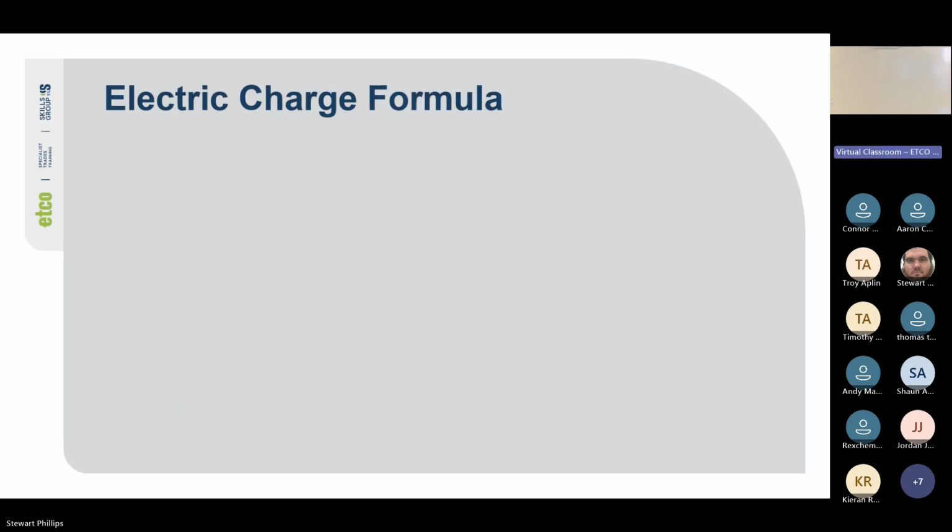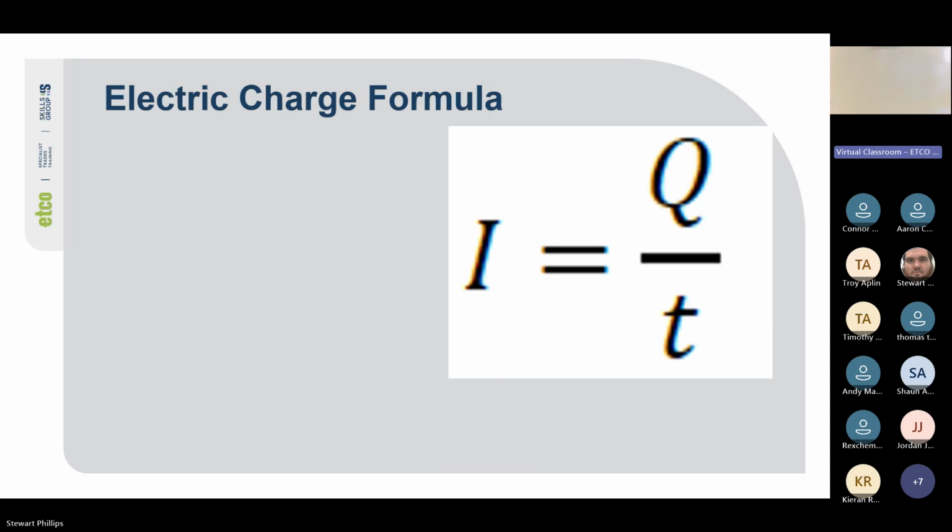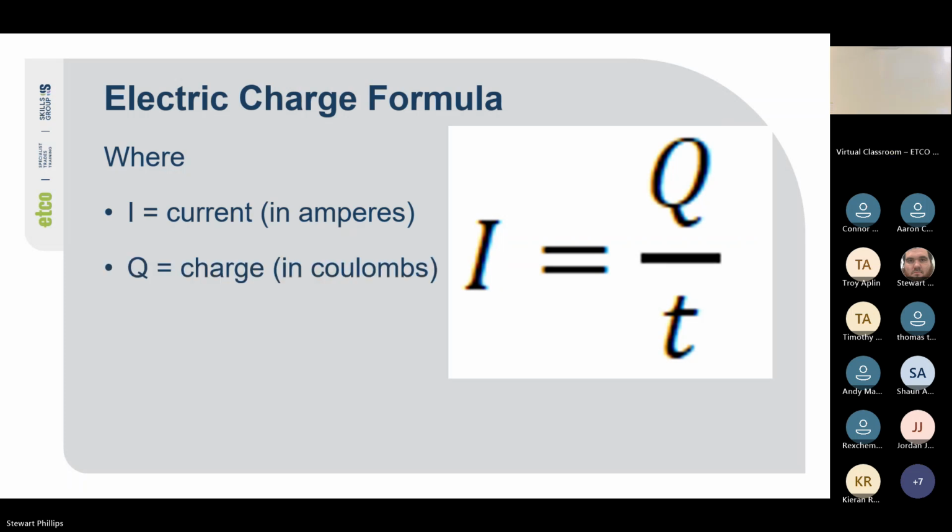Cool. So we can figure it out using a formula. So the formula: I equals Q divided by T, where I is the current in amperes, Q is the charge in coulombs, and T is time in seconds. So if 1 coulomb of charge passes through a point in 1 second, that's a current of 1 ampere. So 1 ampere is 1 coulomb passing in 1 second. So that's where we get 1 amp from. It's 1 coulomb over 1 second flowing.